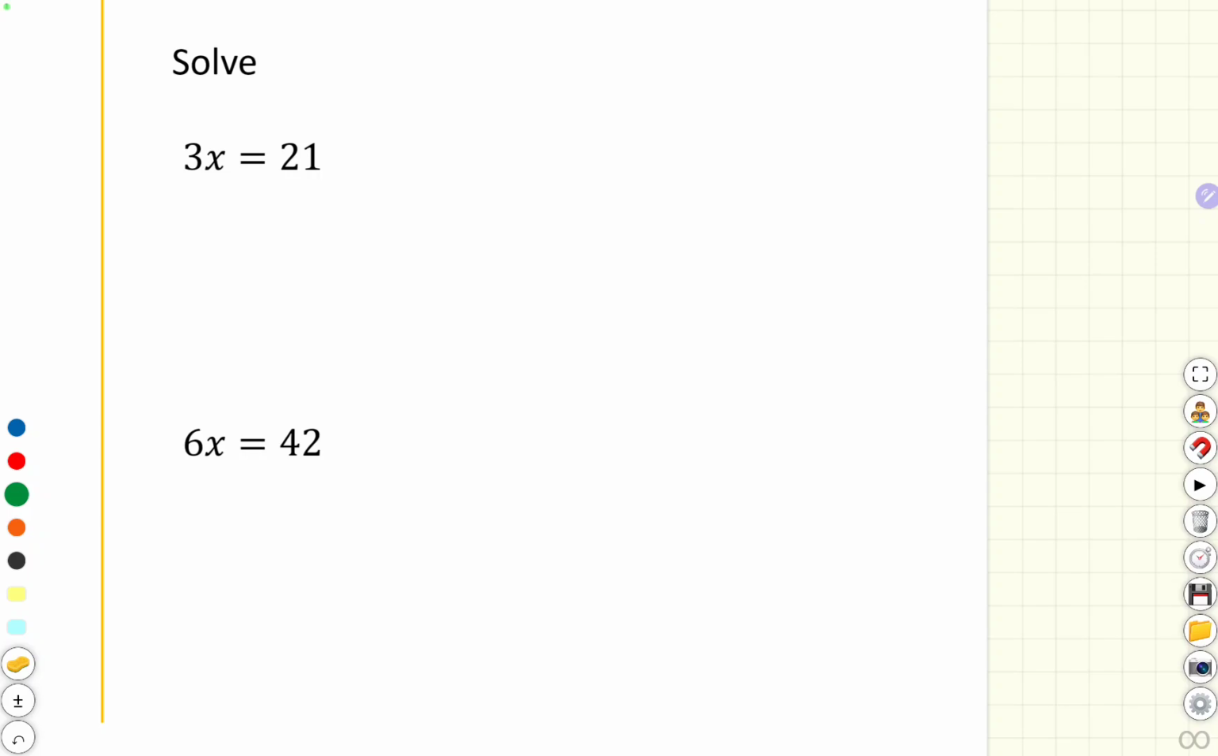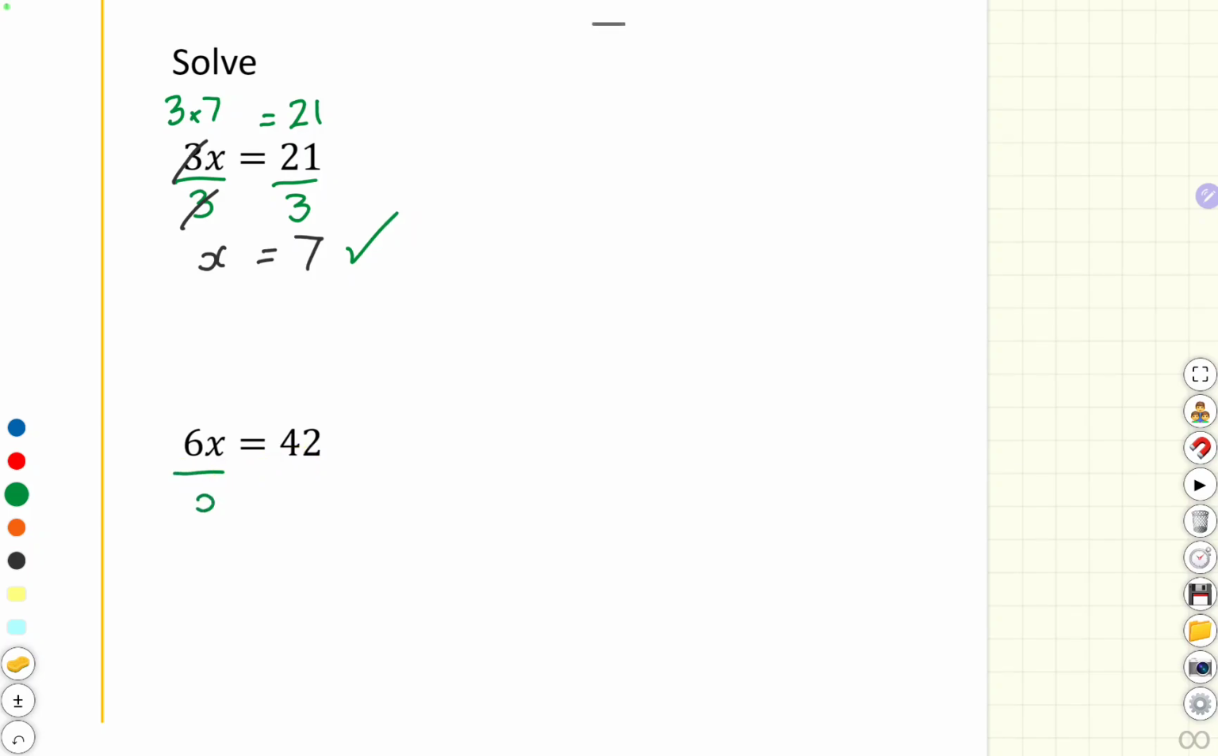Right, let's go through these answers. So this first one, the opposite of times 3 is divide by 3. So I do that to both sides. The 3's are going to cancel because they are opposites. And x equals 7. Let me just check my answer. 3 times by 7 does equal 21. So I am correct.